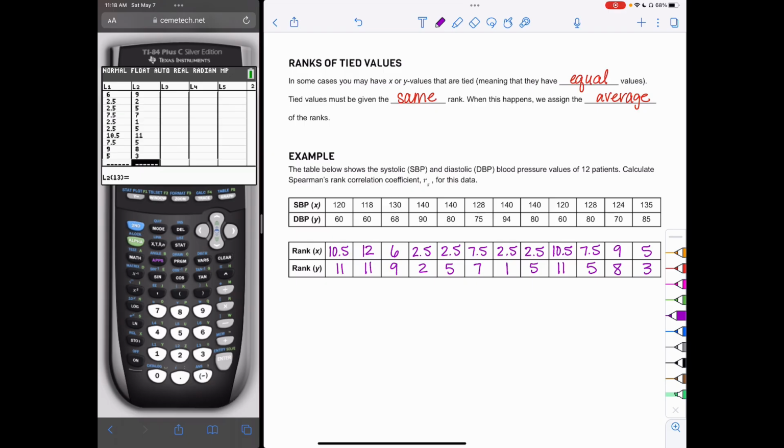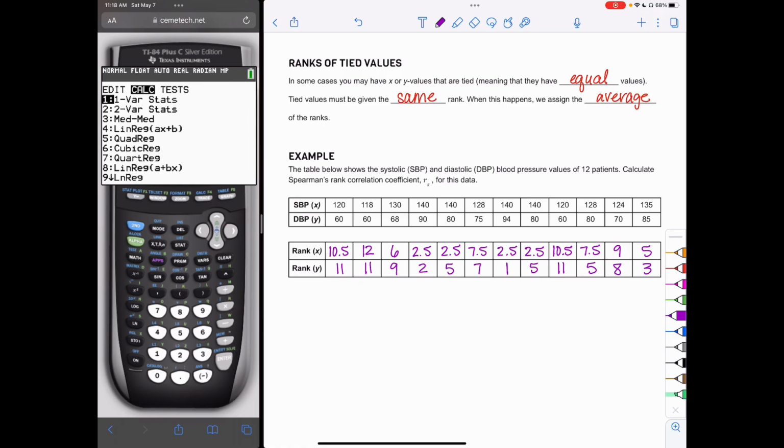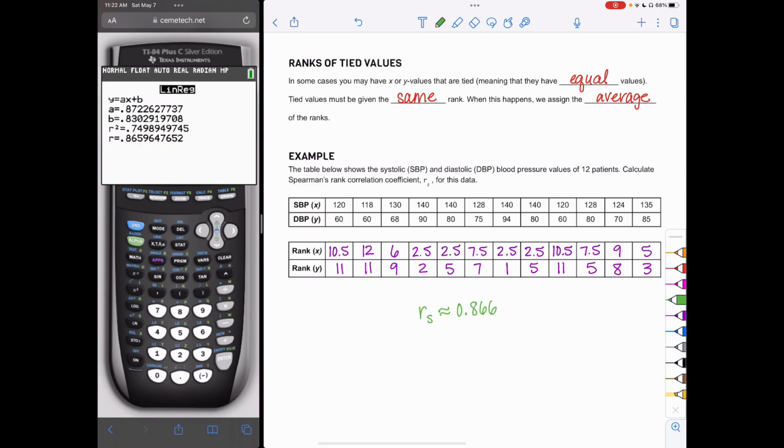So now that we have these values in the calculator, what we are going to do now is go to stat, go over to calc, number 4, go down to calculate, and we end up seeing that R sub S is approximately 0.866. So this is our Spearman's rank correlation coefficient. So this is telling us that we have a strong positive relationship.